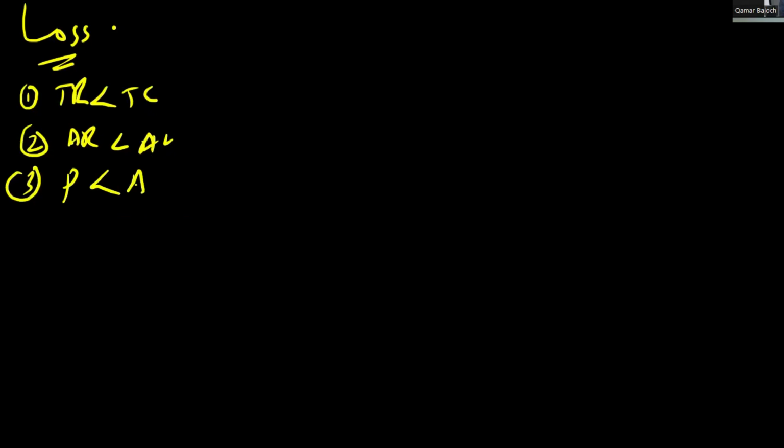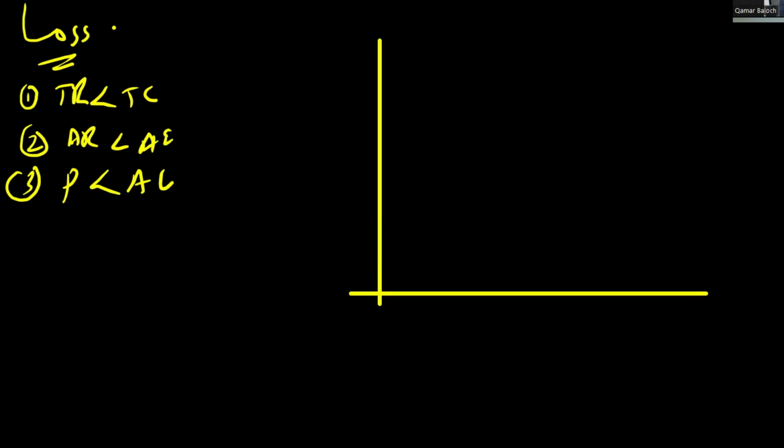And the conditions for loss include that total revenue should be less than total cost, and average revenue should be less than average cost, and the third one is price should be less than average cost. So this is average cost, AC. And I believe you got the idea how to initiate the graph.